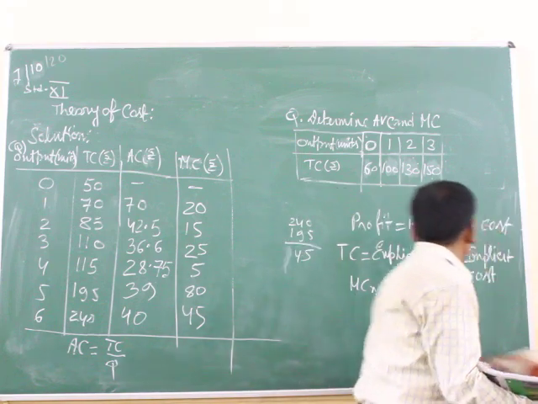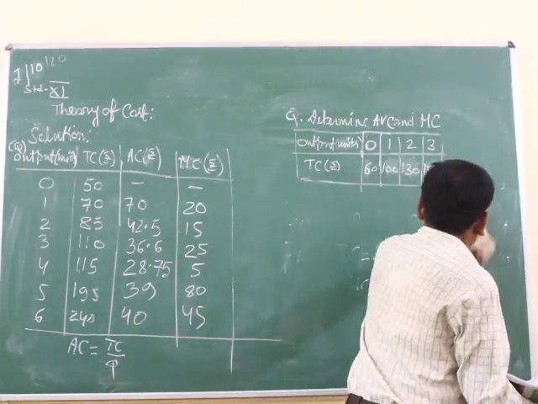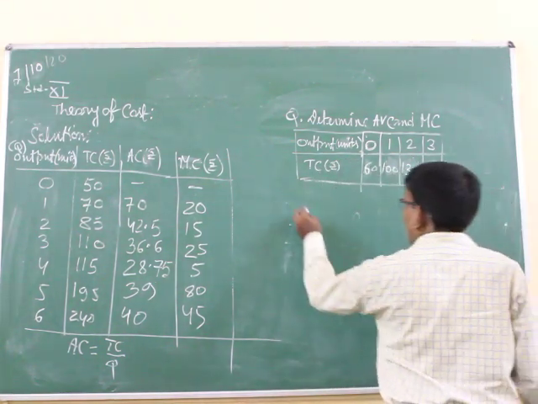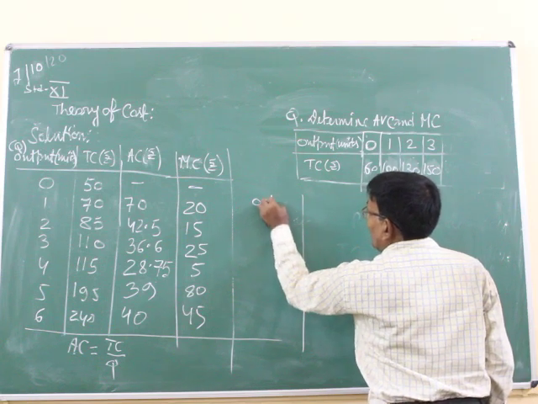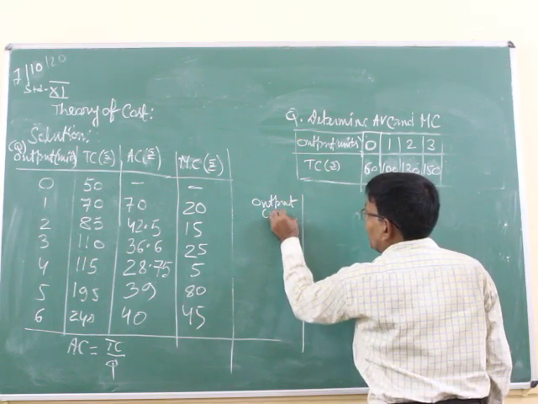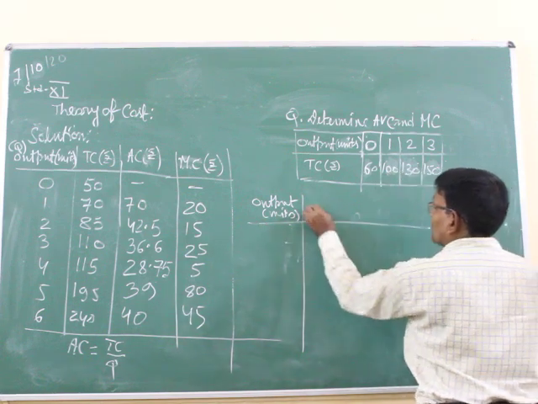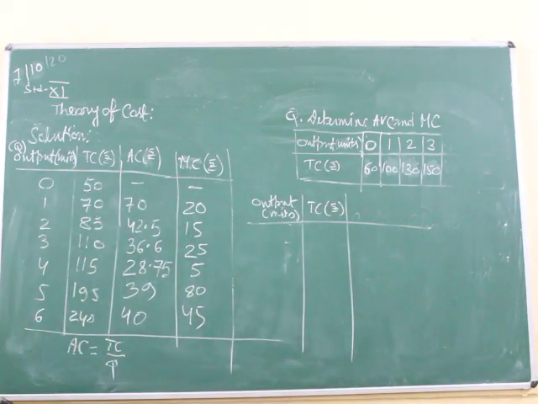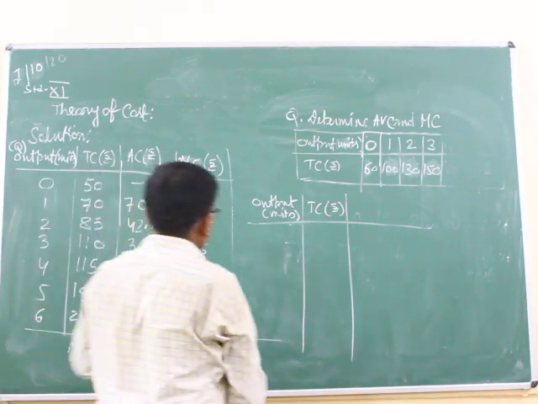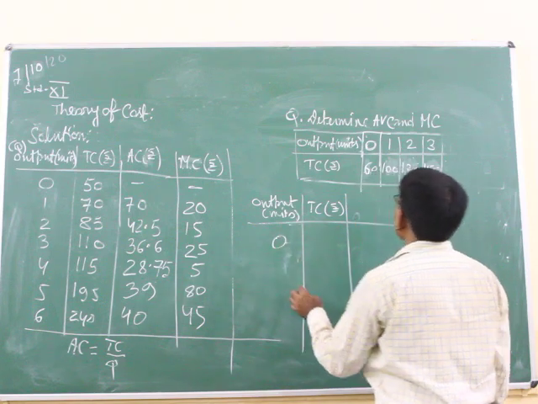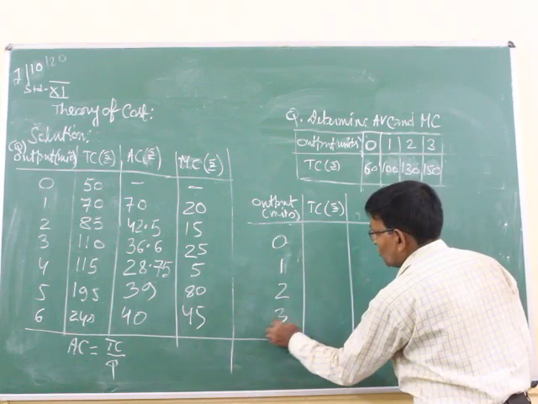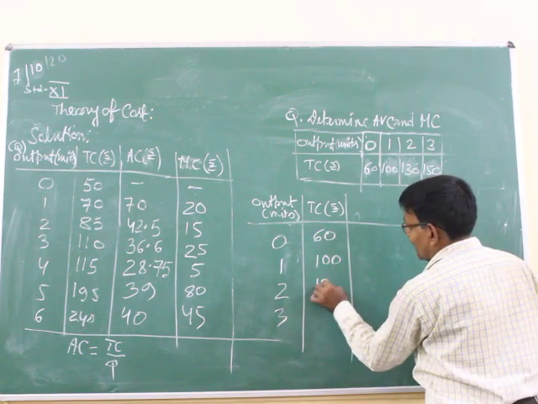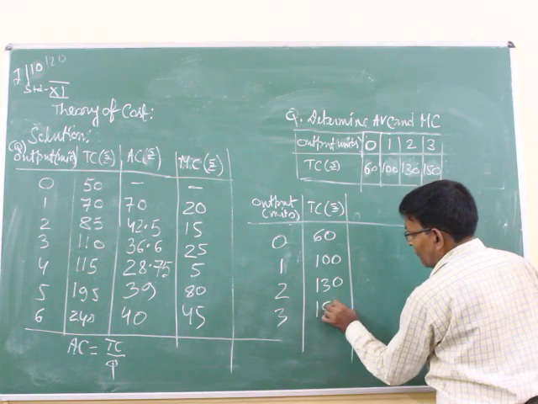Now see, I am going to draw this one. Now how many columns we have to make? The first column is output. Output within bracket, it is units. Next one is TC, the value is given as rupees. Let me write the values 0, 1, 2, 3. It is 60, 100, 130, and 150.